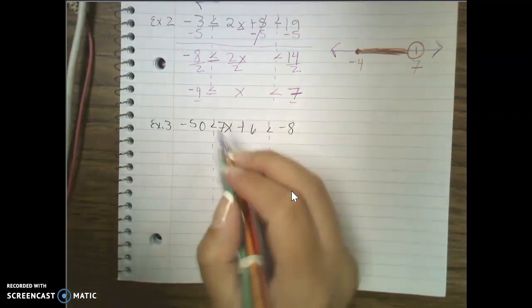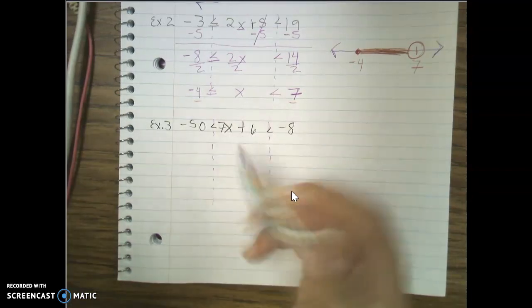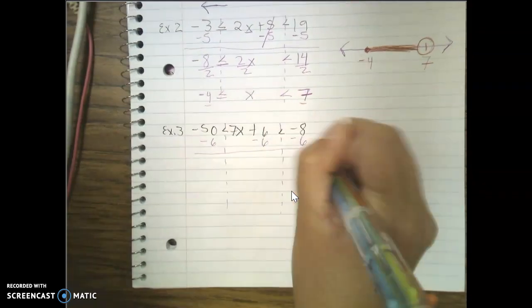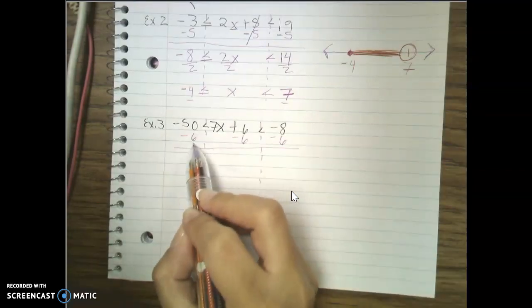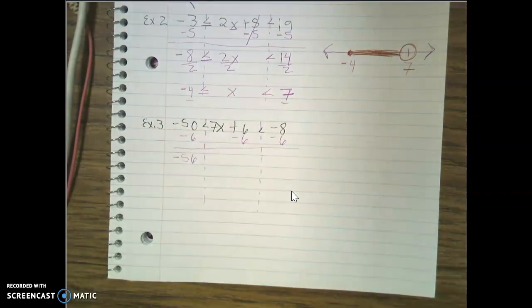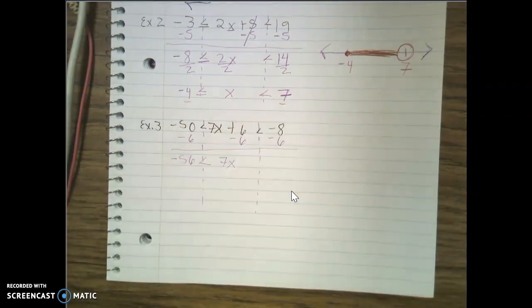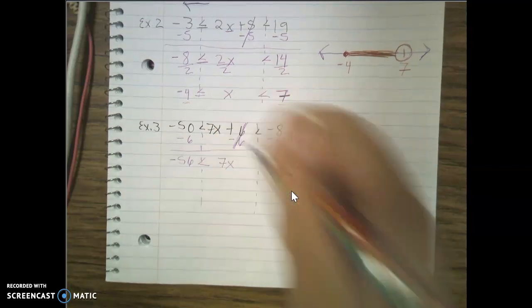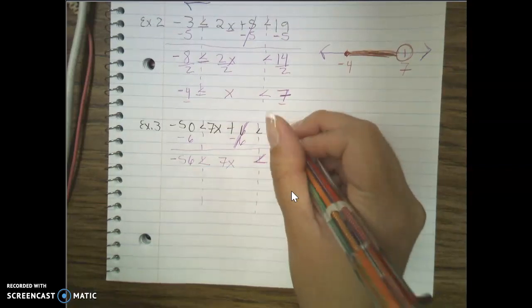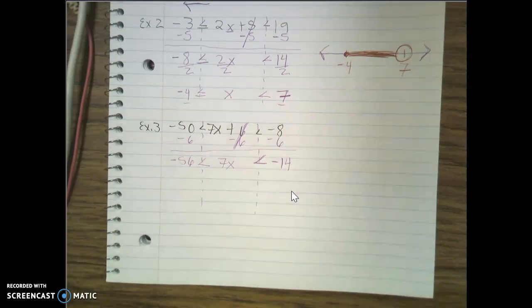Okay, so I'm still trying to get the term with x by itself. What's outside of this term with x in it? I have a positive 6, opposite of a positive 6, negative 6, negative 6. Negative 50 minus 6, both of these are negative numbers, so I can add them together, and get negative 56. I'm going to draw my inequality sign. I have 7x right there. 6 minus 6 is 0, so that's gone. Draw my inequality sign there. Negative 8 minus 6, both of those are negative numbers, so I can add them together to get negative 14.